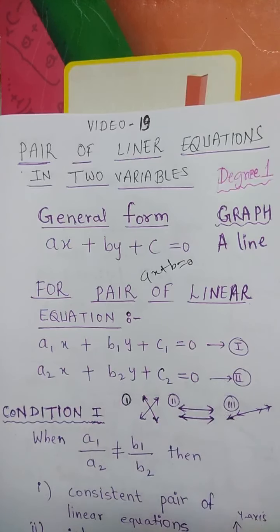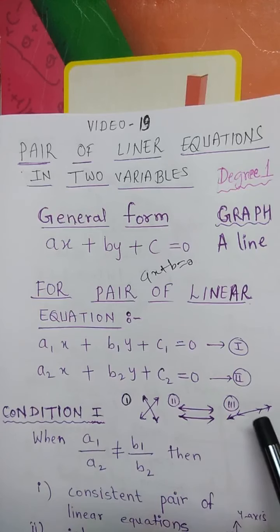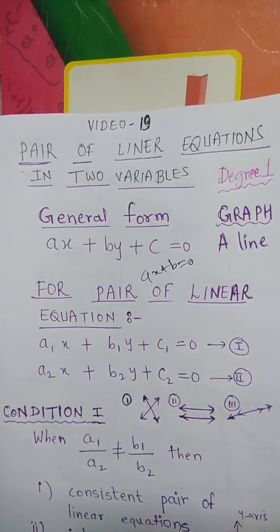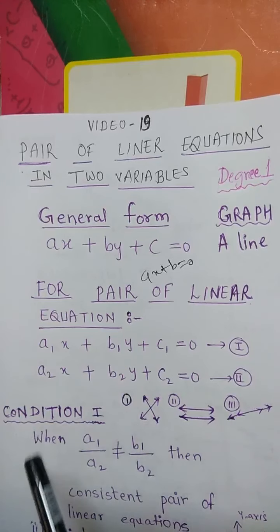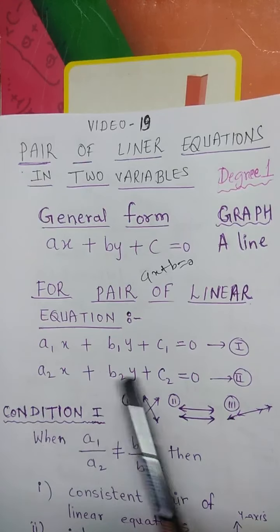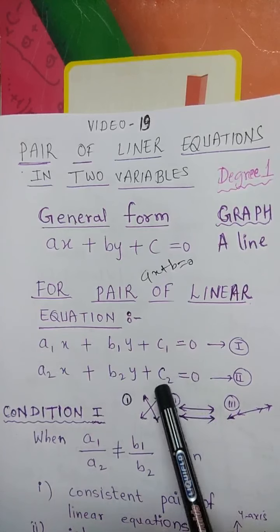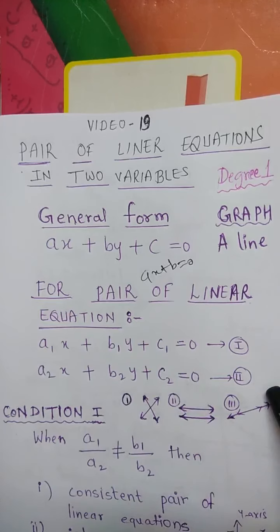Whenever we draw any two lines in a plane, we have three conditions. First, either the lines will be intersecting, or they will be parallel, or they will be coincident. Coincident means they will have all the points common in them. So that is called coincident. Now we have to check whether these two pair of equations we have taken are intersecting lines or parallel lines or coincident lines. For that, we have to check three conditions.